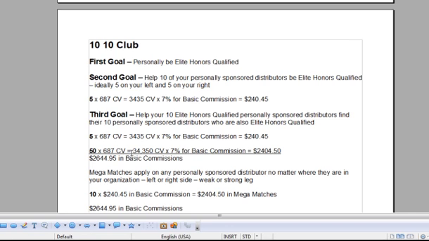So just looking at the 10 of my Elite Honors Qualified personally sponsored distributors, if they're building out their organization at this third goal or third level, then they're each earning somewhere around $240.45 in basic commission, and I'm going to mega match every one of them. So that represents another $2,400 in mega matches.